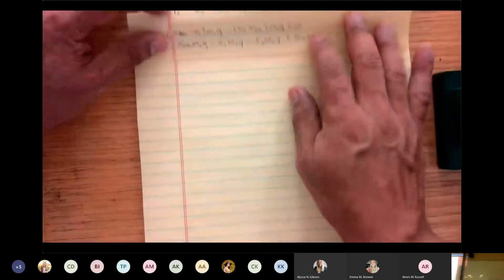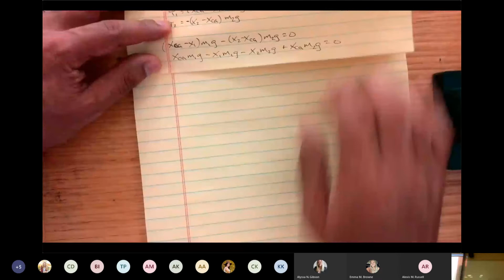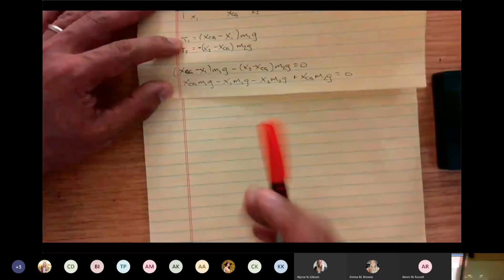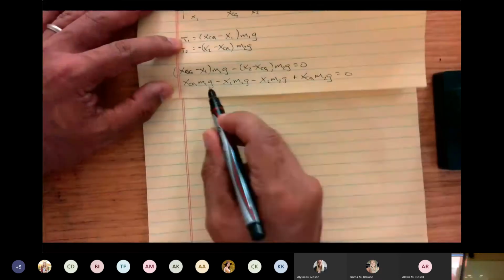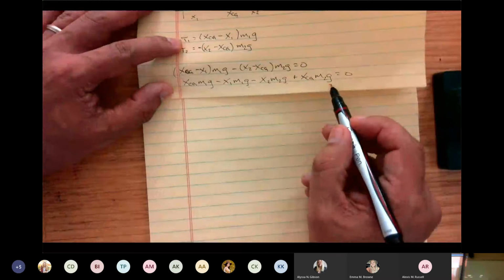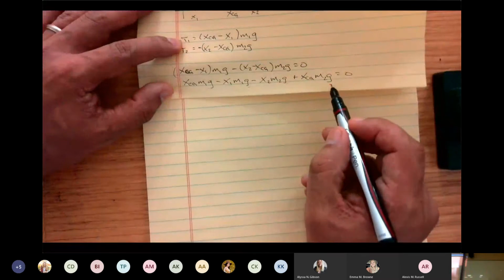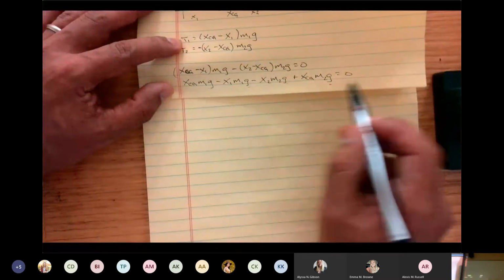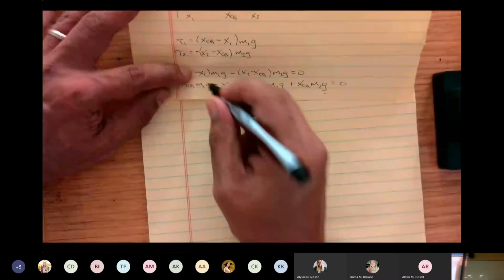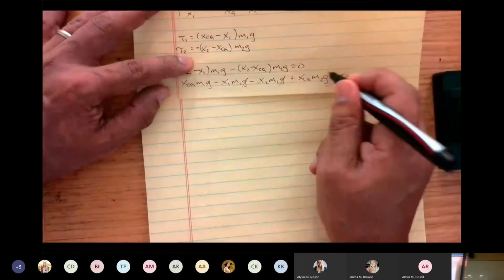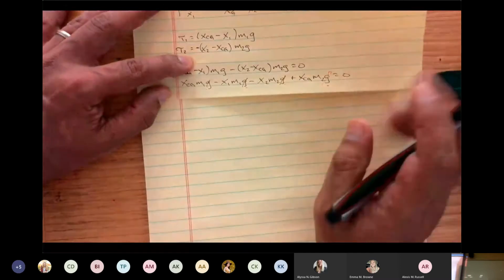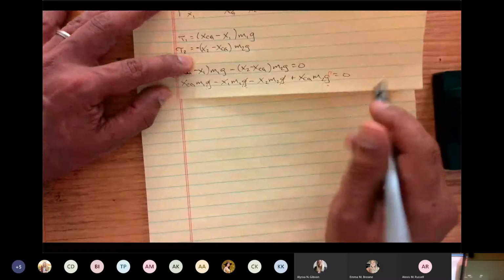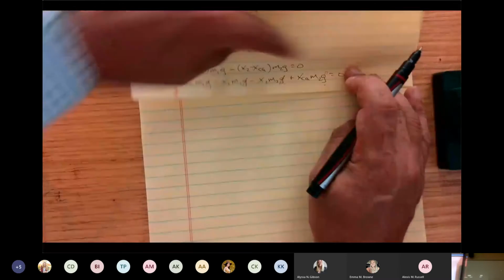Notice how I have gravity as a common term in all elements. So I can divide the whole equation by g on both sides, and cancel all these g's. And 0 over g is going to be 0, so it doesn't affect the right side. So basically, I got rid of the gravity.